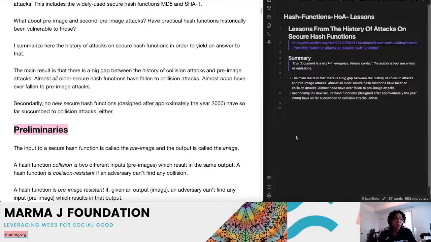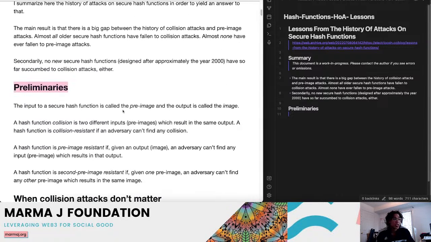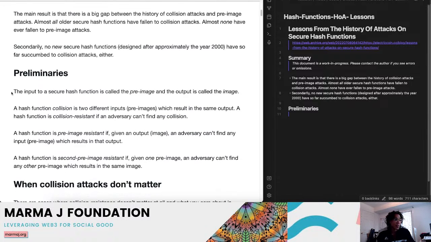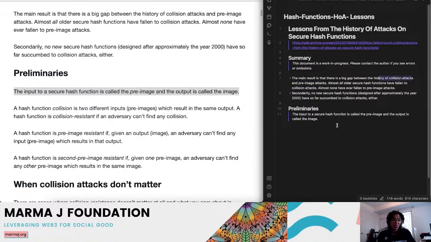So, getting into the notes, and for me, again, with note taking, I just keep it very straightforward. As you can see, these titles have two little number signs. I just keep it very much the same. I do a little quote highlight for the top, just because, again, the input to a secure hash function is called the pre-image, and the output is called the image. In my opinion, if you read the first part and were like, what the heck is the difference between pre-image resistance and collision resistance? There you go. We're starting to get some information here.